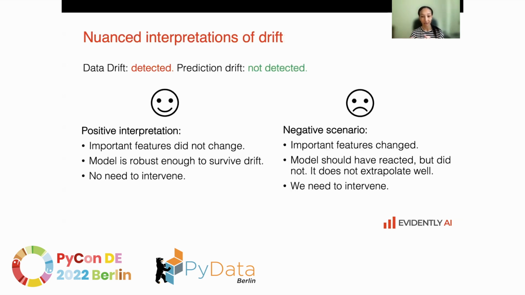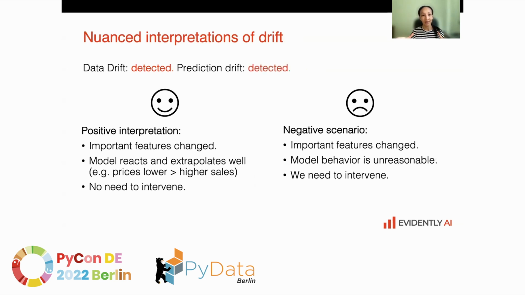It can be vice versa. For example, this drift was detected on top of very important features. Probably the model should have reacted to that because something important has changed, but the model did not, which means that the model probably does not extrapolate that well. In this case, it makes sense to do some ad hoc analysis and intervene.